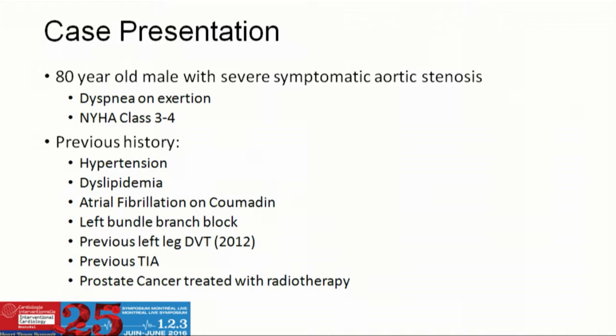So our patient today is an 80-year-old male. He has severe symptomatic aortic stenosis, dyspnea on exertion. He's class 3 and now has symptoms of class 4. His previous history includes hypertension, dyslipidemia, atrial fibrillation, anticoagulated with Coumadin. He does have a left bundle branch block, previous left leg DVT in 2012, a previous TIA, and prostate cancer treated with radiotherapy.